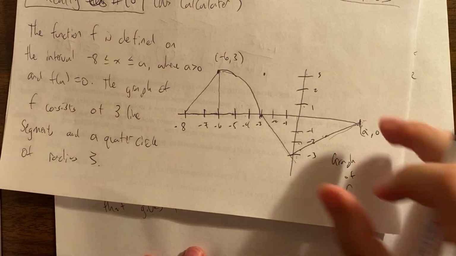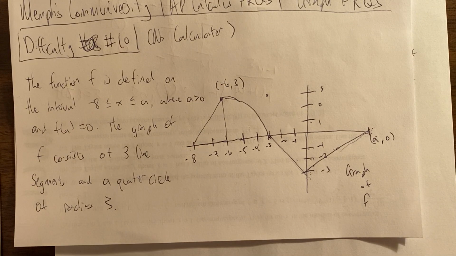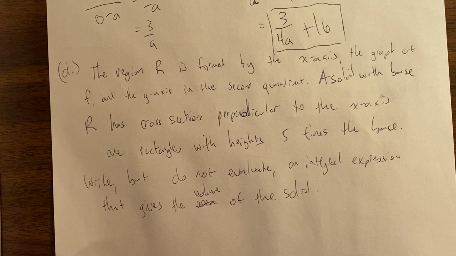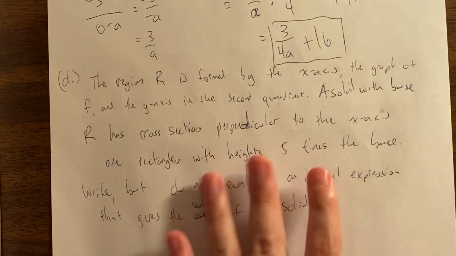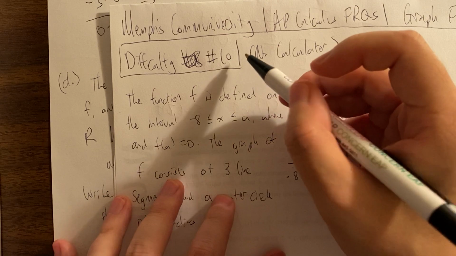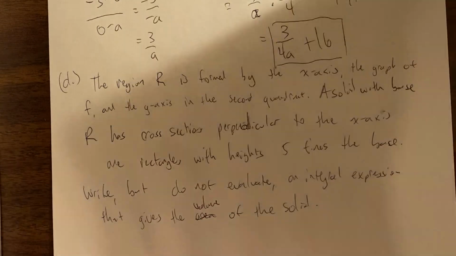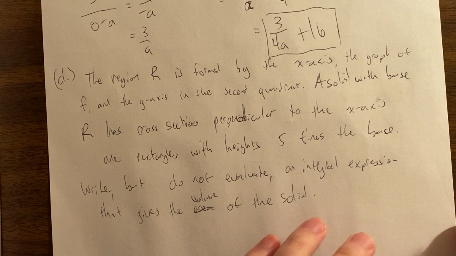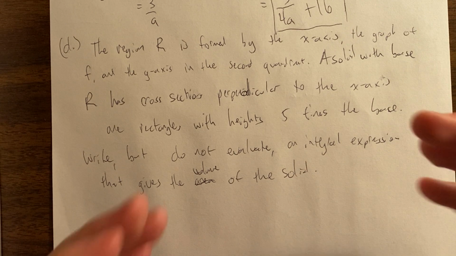And when you have graphs, it's possible to, of course, have area and volume questions. So I'm going to just throw in a random area and volume question at the very end of this video series, difficulty number 10. We might as well go out with a bang. So in this case, we have a region here.